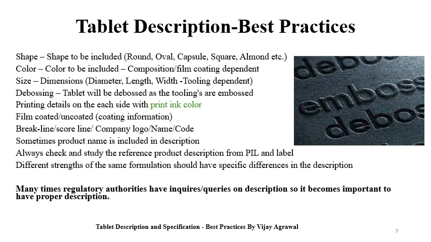But if there is difference in the shape or size, then those things can be included in the test product. Then different strength of the same formulation should have specific differences in the description. Like four or six strengths are there. So the coating or embossing on the tooling should be specific as per the strength, to avoid the confusion between the strengths. Many times regulatory authorities have inquiries or they have queries on the description, so it becomes important to have the proper description of the tablets.